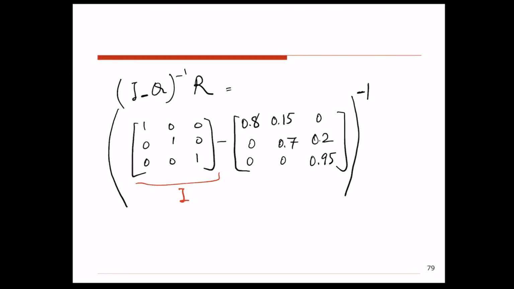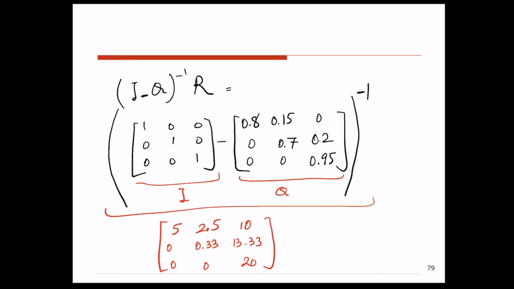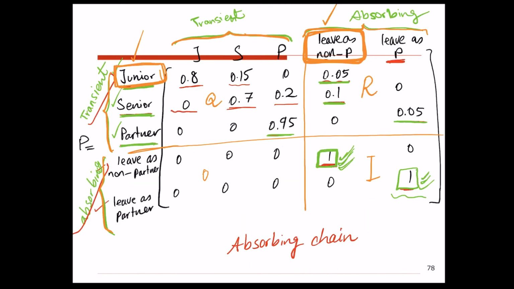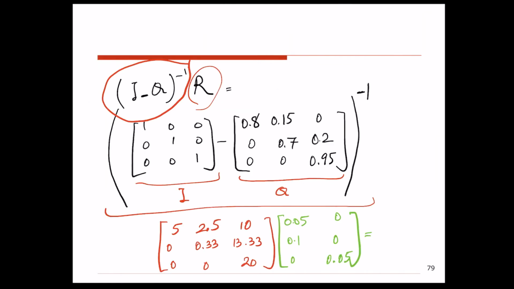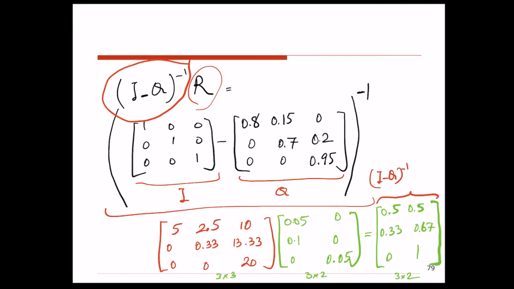So this is I minus Q inverse. And the result of this matrix is this matrix. And then I'm going to multiply I minus Q inverse by R. And matrix R is what we can see here. So I'm going to multiply a 3 by 3 matrix by a 3 by 2 matrix. So the resulting matrix is going to be a 3 by 2. So this matrix represents I minus Q inverse multiplied by R.